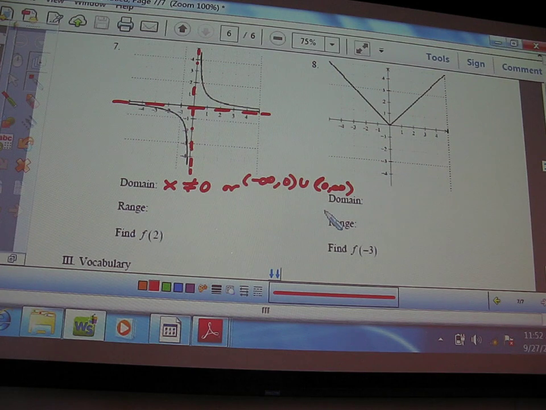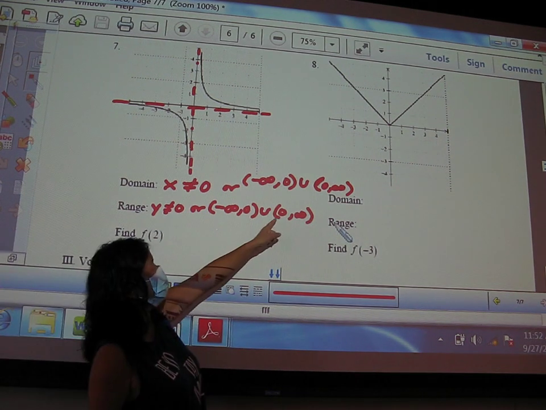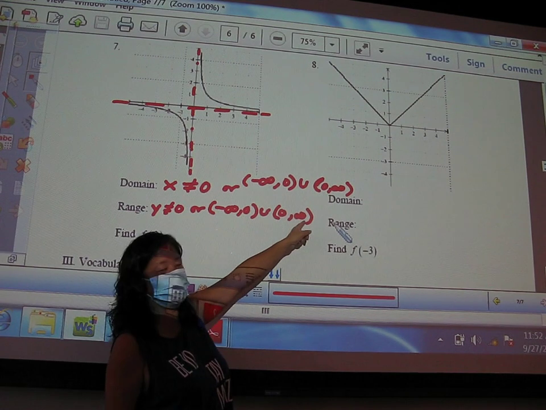And then the range, same thing. It goes down and down forever, goes up and up forever, but it can't touch 0. So the range would be exactly the same thing. The only difference is that the range is not x, it's y. So the range is y can't be 0. Or you could say it's negative infinity to 0, unioned with 0 to positive infinity. Please note that it always goes smallest one first and then the biggest one second.